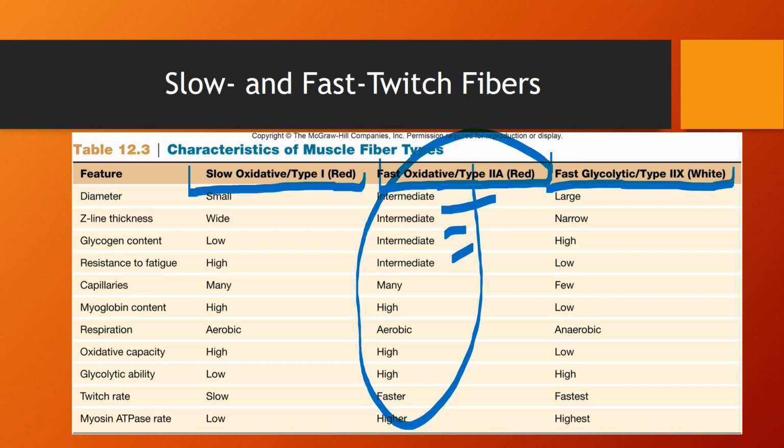Whereas with the slow oxidative fiber, these tend to be smaller. They're going to have wider Z-line thicknesses within that sarcomere. Again, that helps to maintain those long durations, such as with posture. And then the glycogen content is going to be lower, but then high resistance to fatigue. When you compare that to the fast glycolytic 2X, then we'll have low resistance to fatigue, so burn out faster. Glycogen content is going to be higher, but then a narrower range for that Z-line thickness.